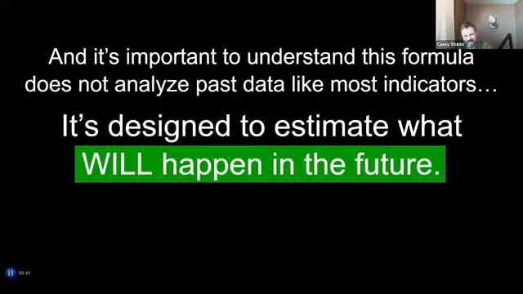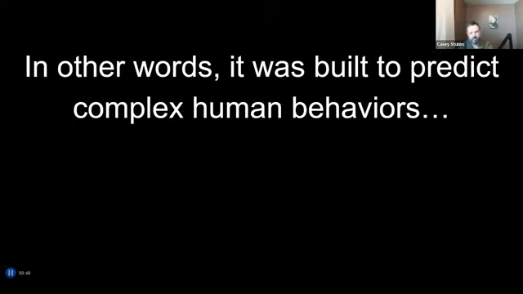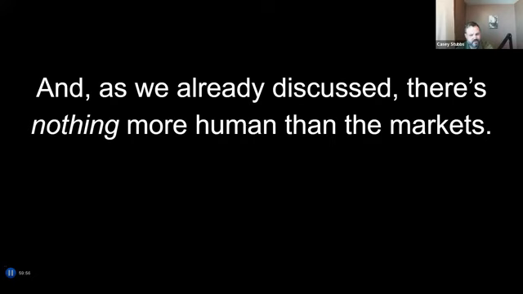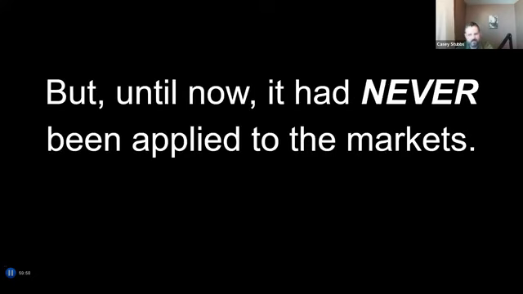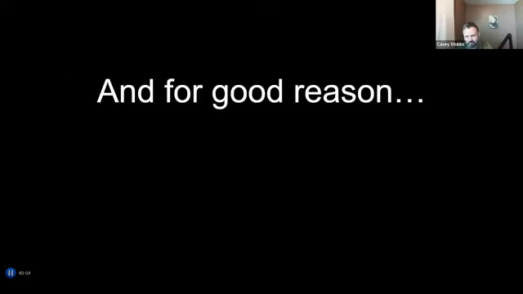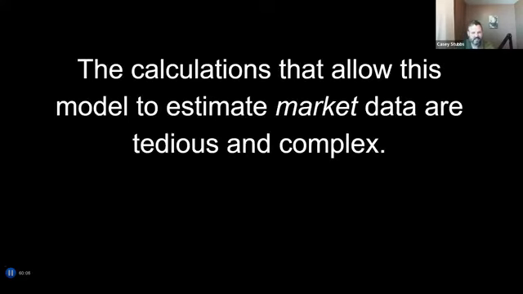And it's important to understand this formula does not analyze past data like most indicators. It's designed to estimate what will happen in the future. In other words, it was built to predict complex human behaviors. As we've already discussed, there's nothing more human than the markets. But until now, it had never been applied to the markets. And for good reason. The calculations that allow this model to estimate market data are tedious and complex.